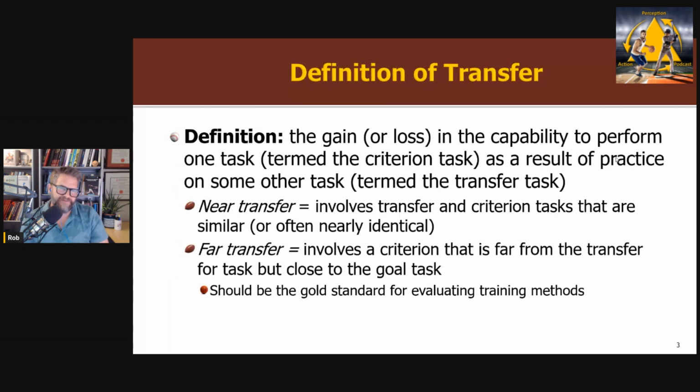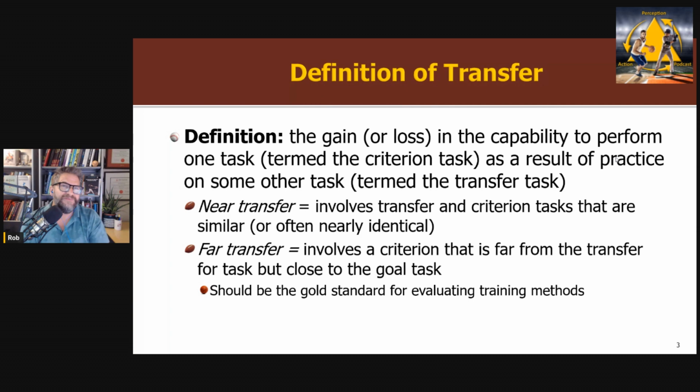So what is transfer, right? Transfer is the gain or loss in ability to perform one task, a criterion task, as a result of practicing some other task, the transfer task. So in sports, the main criterion task we're talking about is the game or the competition. The transfer task is whatever we're doing in practice. So in baseball, the transfer task might be hitting off a machine in a batting cage. The criterion task might be hitting off a pitcher in a game.